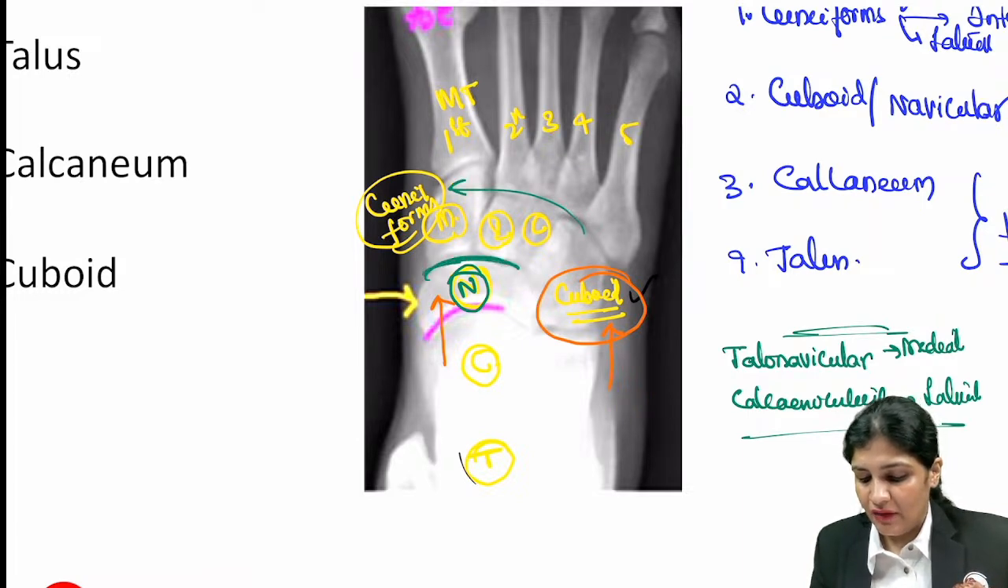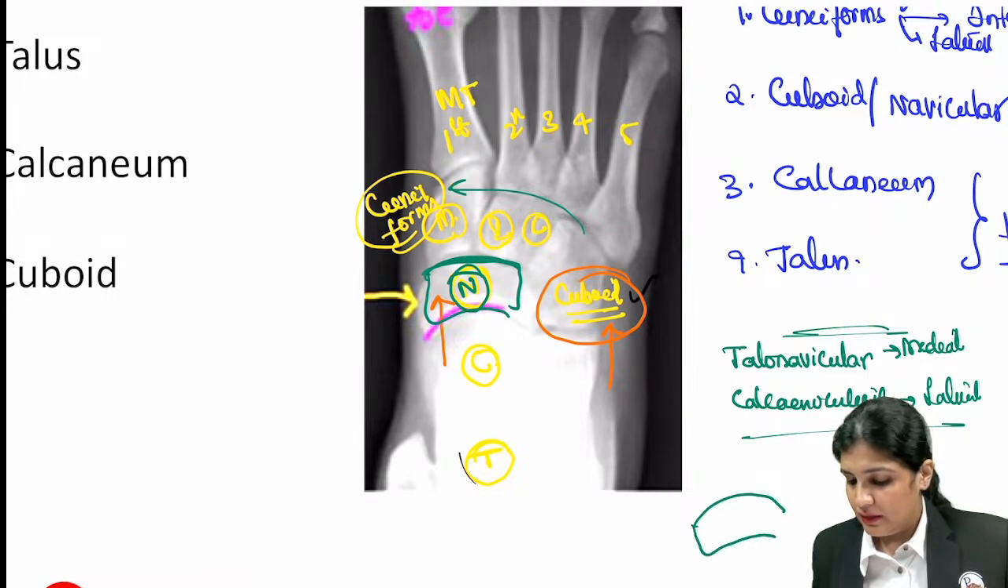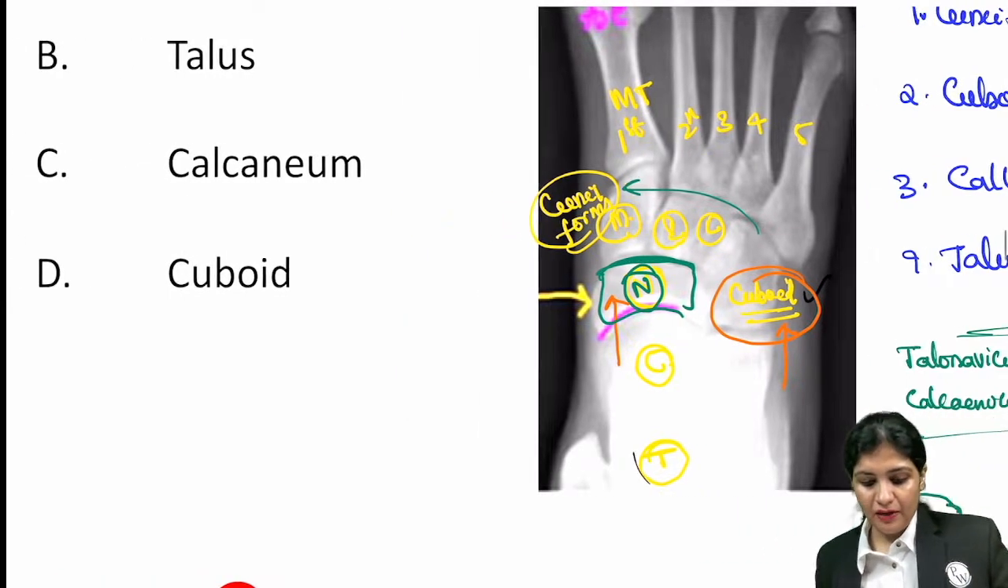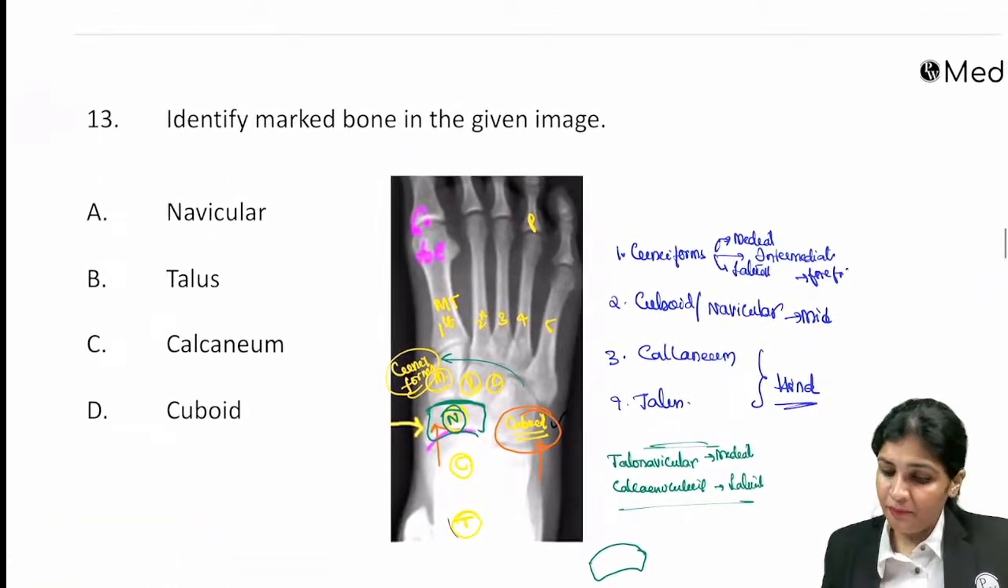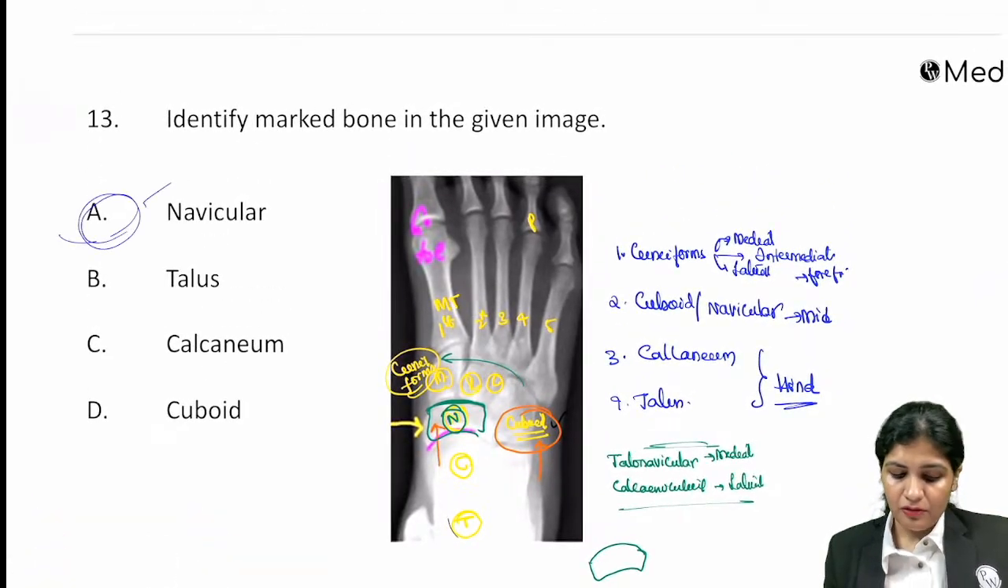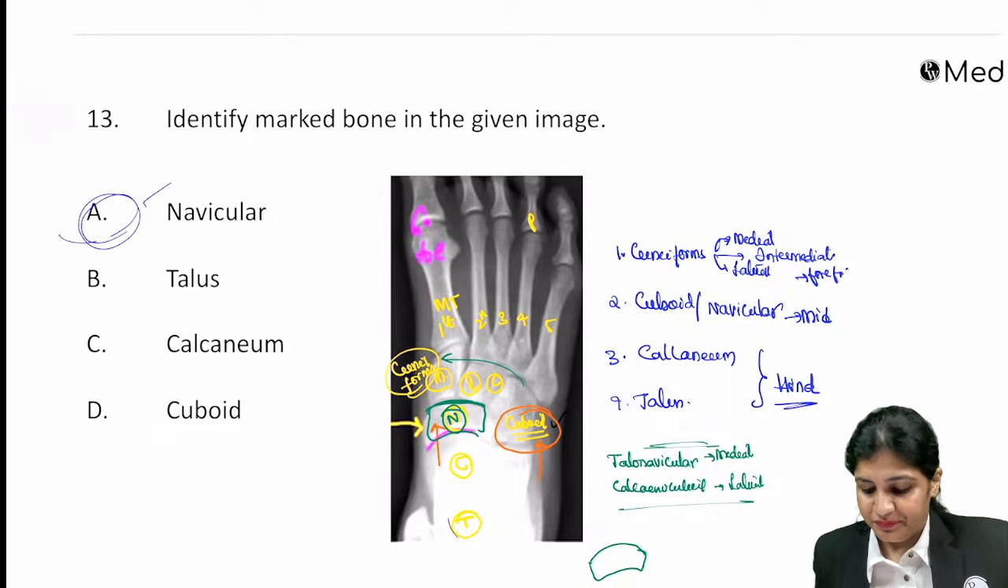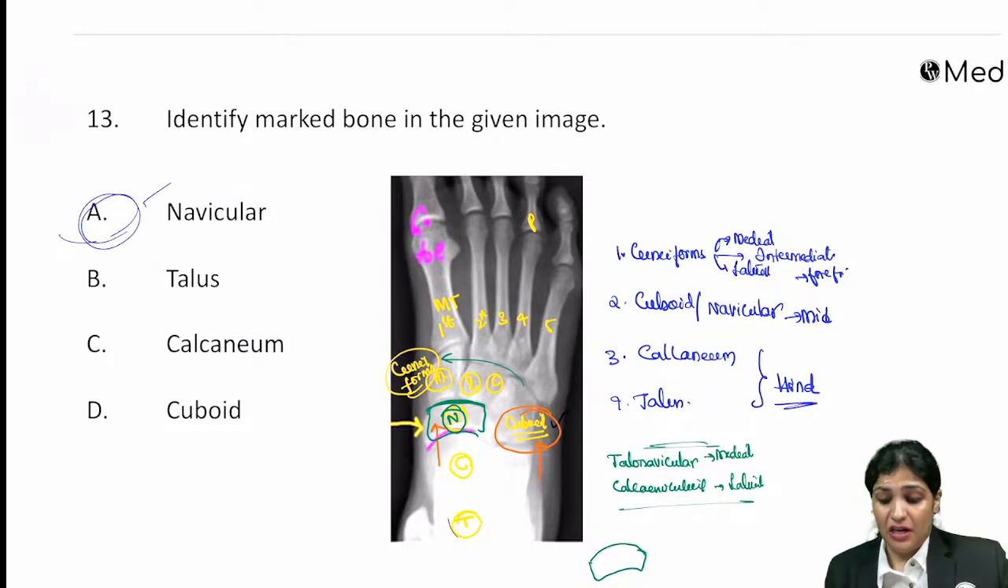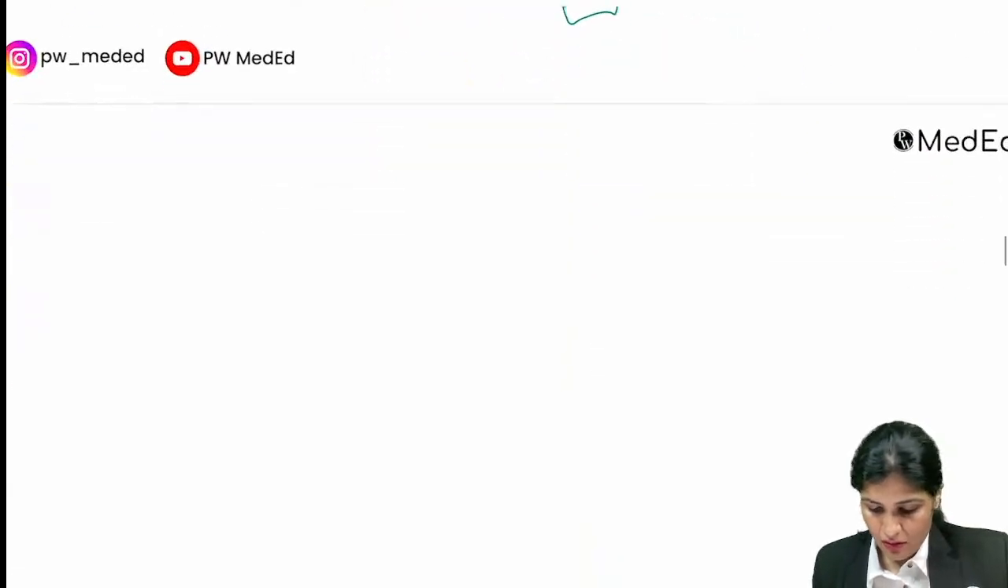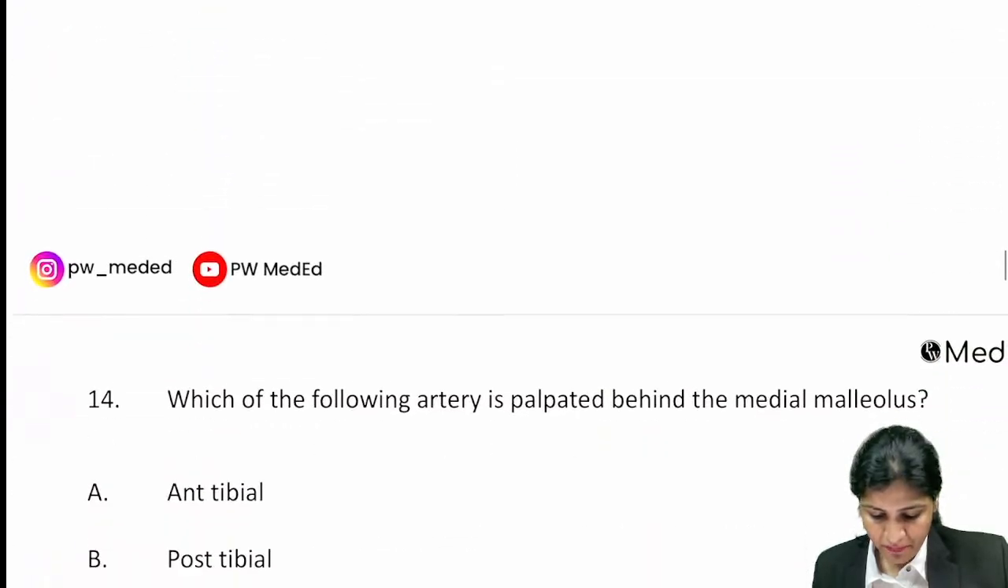So this navicular bone, which is shaped again, this is your navicular bone, right? So this is a straightforward question. So that is your navicular bone. That is about the tarsal bones. Okay, now let us go to the next question.